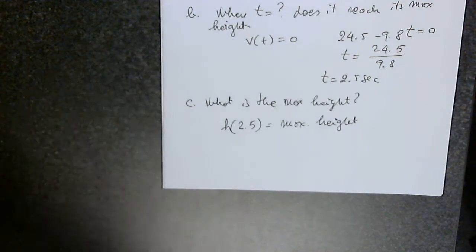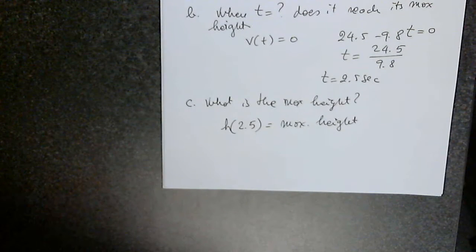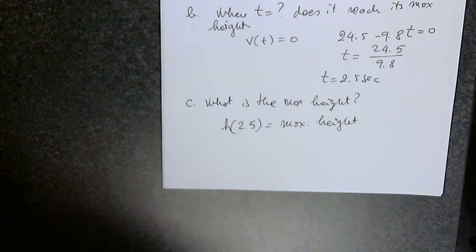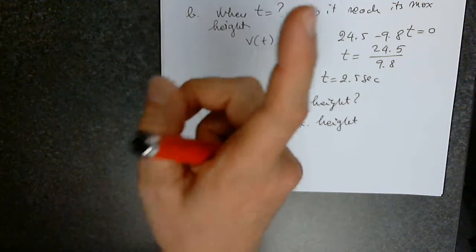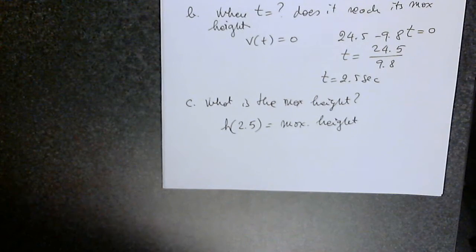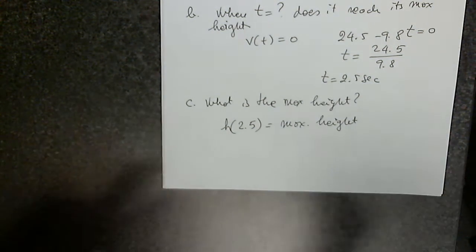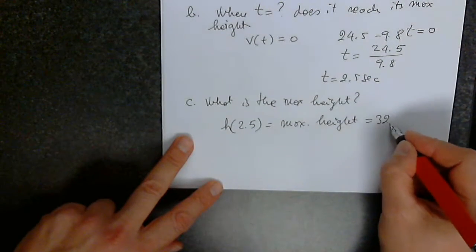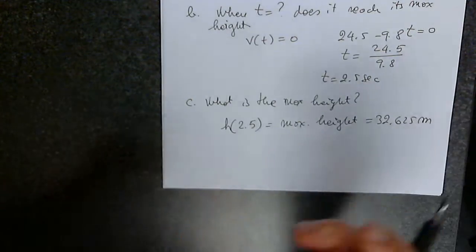I'll directly put it in the calculator, and I have 2 plus 24.5 times 2.5, minus 4.9 multiplied by 2.5 squared. And I got 32.625. 32.625 meters.